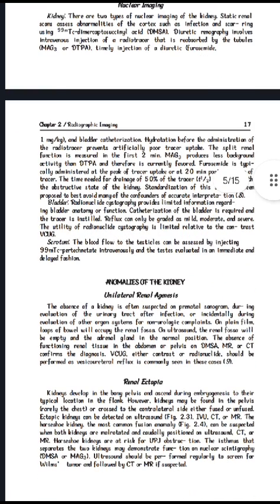The bladder: radionuclide cystography provides limited information regarding bladder anatomy or function. Catheterization of the bladder is required and tracer is instilled. Reflux can only be graded as mild, moderate, and severe. The utility of radionuclide cystography is limited relative to the contrast VCUG.